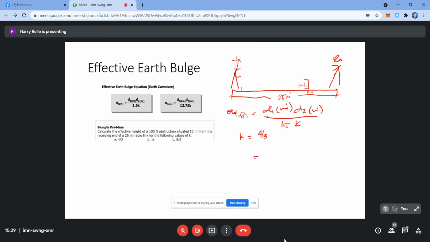What is your D1? Is it 15 or 10? It is 15, because from here going here is 15: 25 minus 10 gives 15 miles. Multiply it by 10 miles, all over 1.5, multiplied by 4 over 3. So what do you have here?